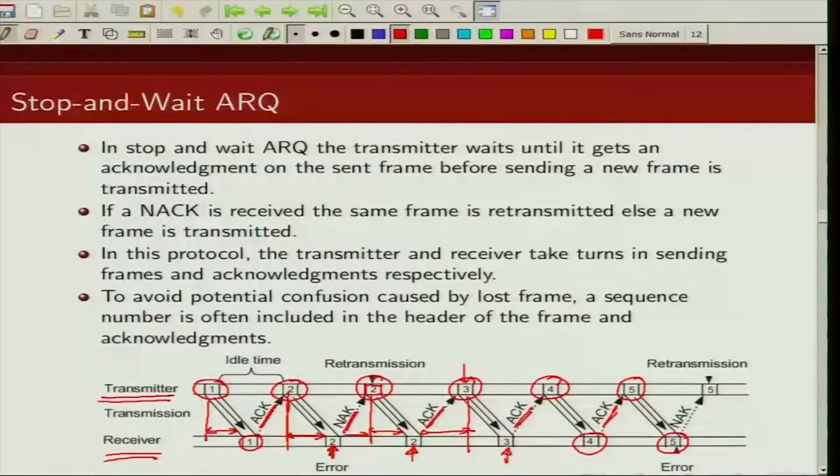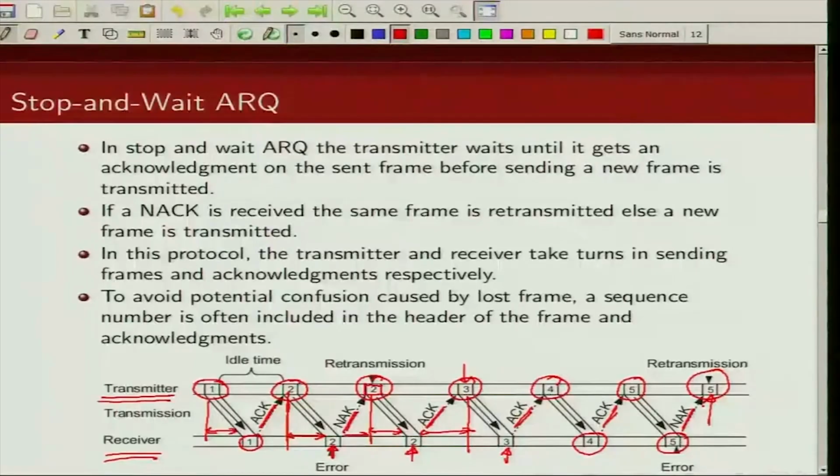Now this packet is not received correctly, so the receiver is going to send a negative acknowledgement to the transmitter, and after some time delay this negative acknowledgement is received at the transmitter. Since it's a negative acknowledgement, the transmitter will decide to send the same packet again.